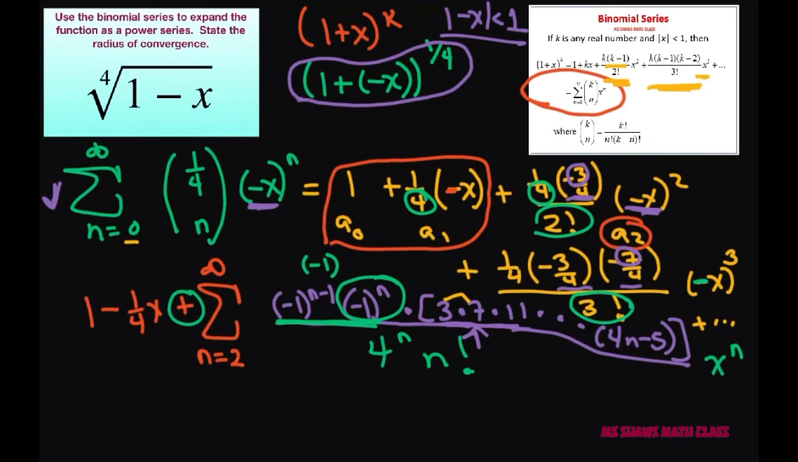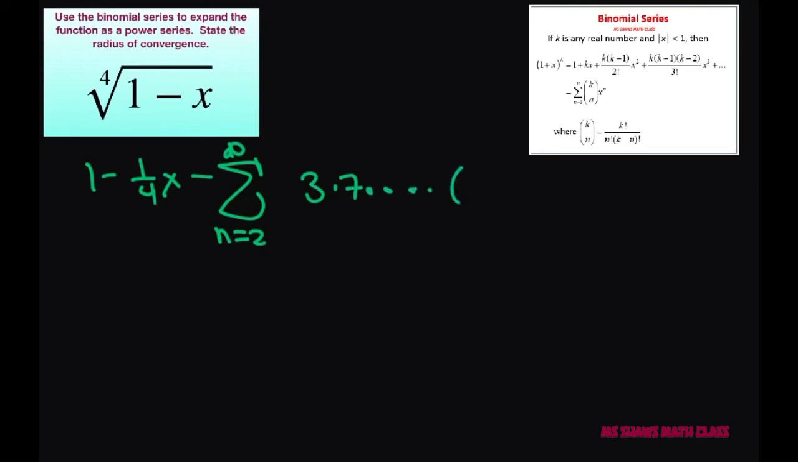So we're finally going to get the sum of, let's write the first two terms first, sorry. So we're going to have 1 minus 1/4 x minus the sum. And again, we're starting at n equals 2 to infinity. And we just have 3 times 7 times, if you want to put the 11, or you can leave that out. And then this is the pattern, 4n minus 5. And we have 4 to the nth power times n factorial times x to the power of n.